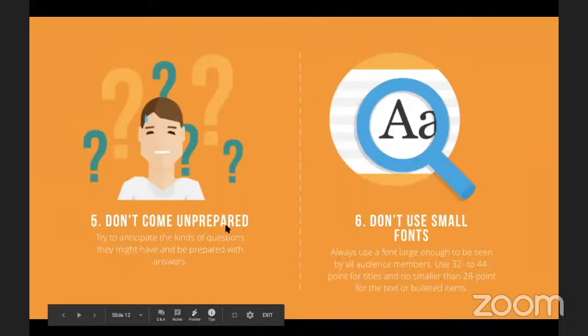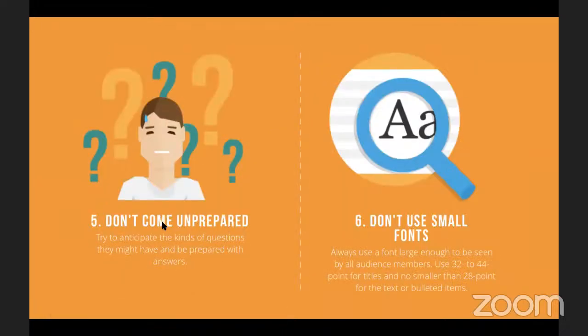Don't be unprepared as much as possible. Matter of fact, this should probably be the number one don't on the list. So do not be unprepared. You have to know, and it connects with so many other things on this slide. You have to know your pitch deck, you have to know the space that you're entering, you have to know the traction. Just don't be unprepared. Try to anticipate the kinds of questions they might have and be prepared with answers.